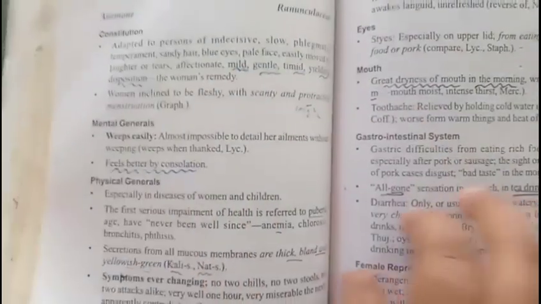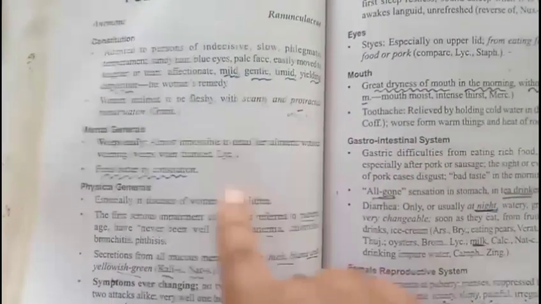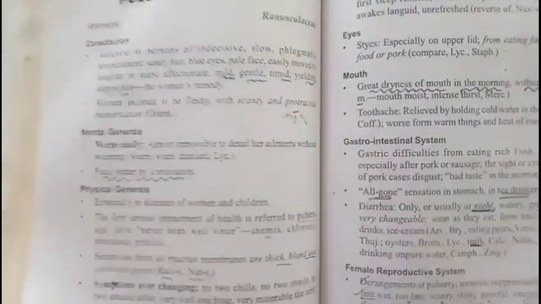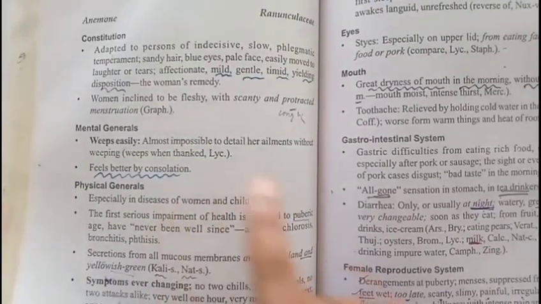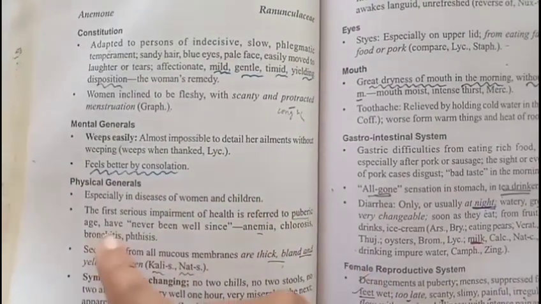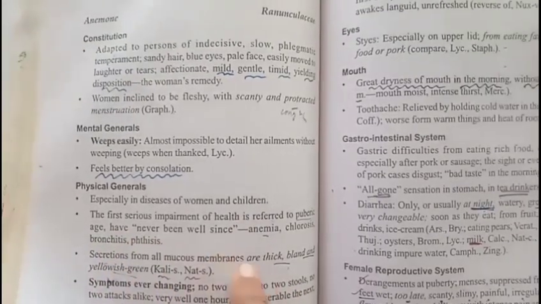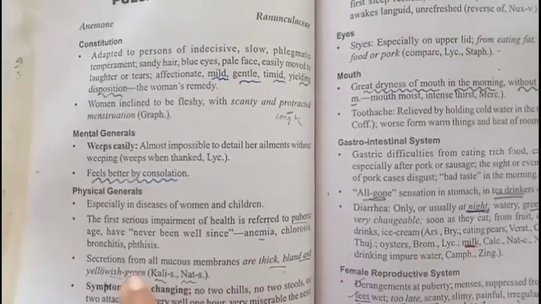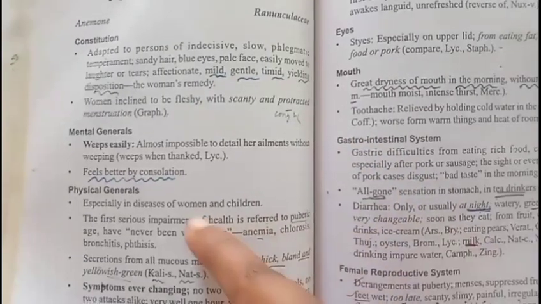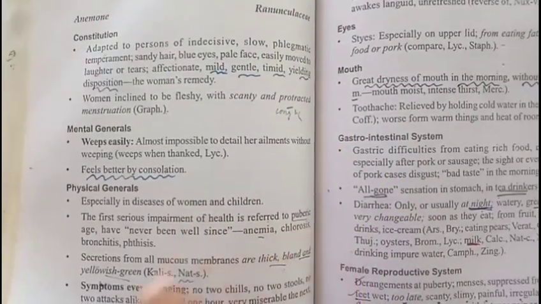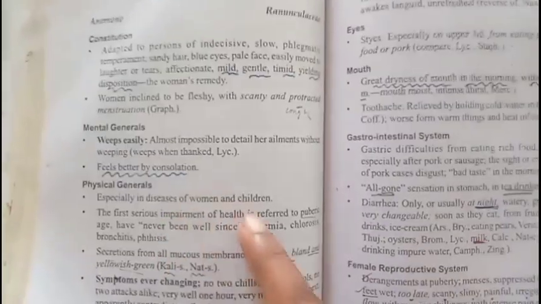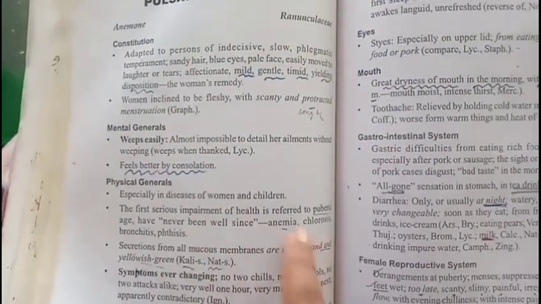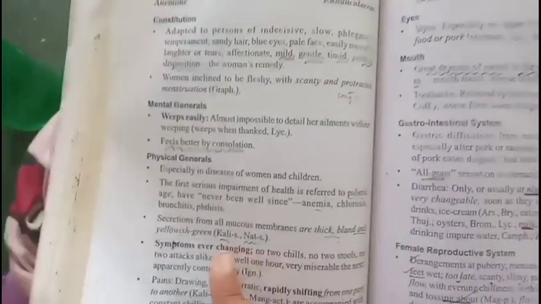After that you go towards the pathogenesis, where Pulsatilla mainly acts. What is the pathogenesis? Mainly serious impairment due to the pubertic age. After that the secretion is thick, bland and yellowish. These are after anemia, chlorosis. After this so-called pathological condition, the health is deteriorated, never well since that period. Okay, pathogenesis complete. Then constitution.